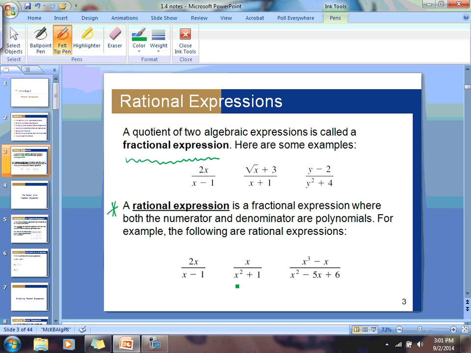The second one has an x squared plus 1 in the denominator again, so it's a monomial over a binomial. It's as simplified as it can get. X squared plus 1 is a sum of two squares, not a difference of two squares, so we can't break that down anymore. And then we have x to the third minus x, and then x squared minus 5x plus 6 as our denominator. So there we have a binomial over trinomial. That's going to be the more complicated looking type of expression that we're going to see and have to simplify.